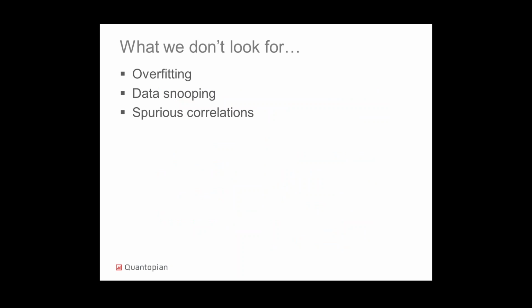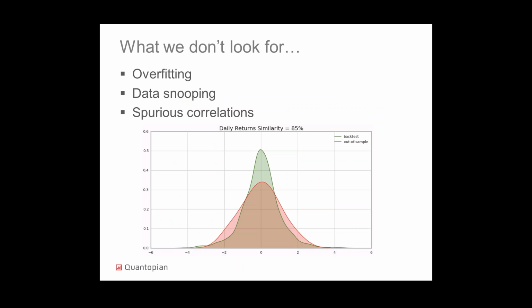All right, so change gears a little bit. I'm not going to spend very much time on the negative side, but I want to highlight some things that we're specifically not looking for, and that we're doing our best, and I hope to keep improving, to bias against or keep out, which are things like overfitting, data snooping, and spurious correlations.